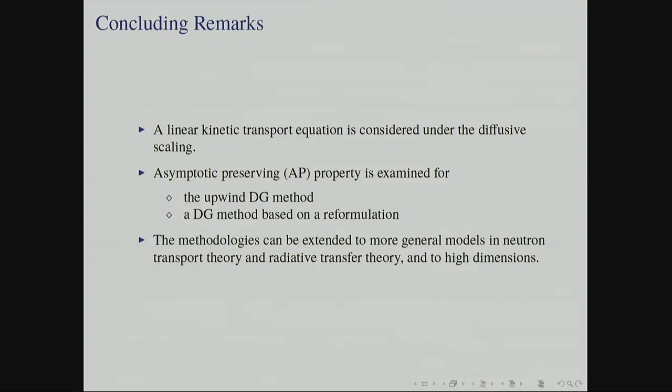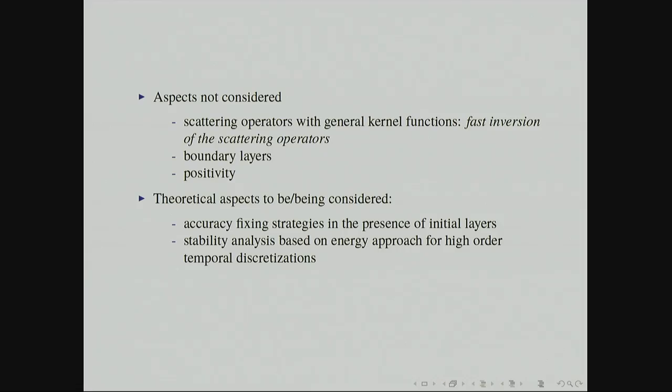But for the one we designed, we either need to invert a mass matrix, which is block diagonal, or to solve a Poisson type of operator. So we assume that's also standard. So the methodology can be more general, can go beyond the first simple model, the one-dimensional model I have here. The aspects we are not considering: we didn't consider scattering operators with general kernel, which involves some fast inversion. Boundary layers are not considered, and positivity. So we have quite a few questions in terms of theory. We hope we can make progress.